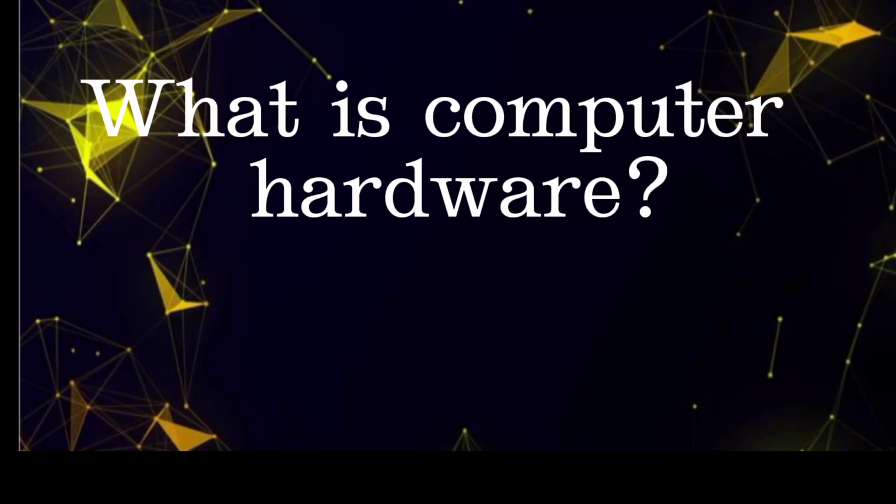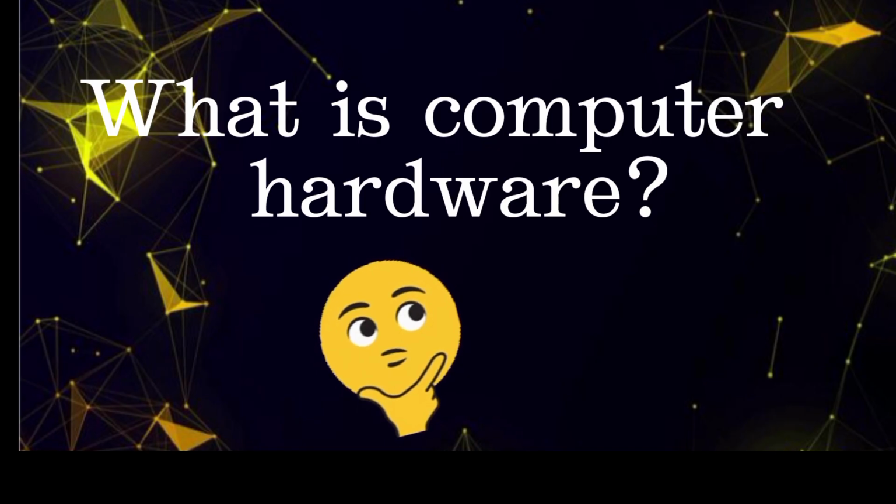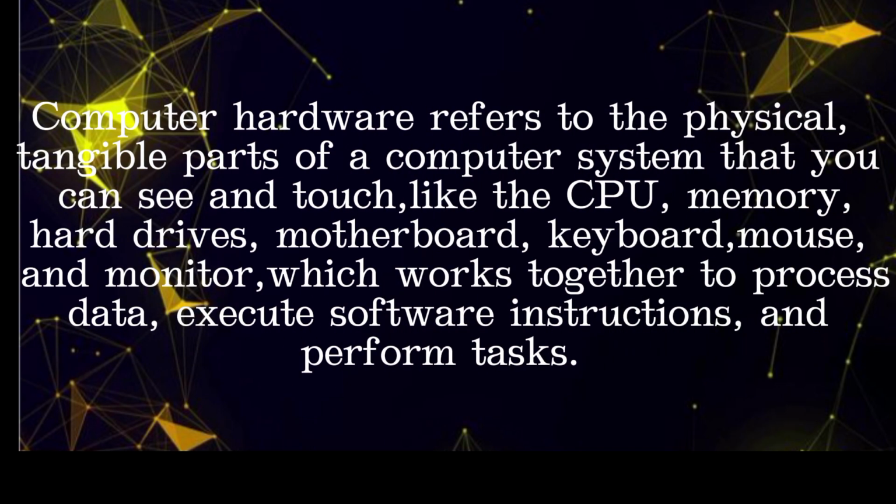I will discuss all parts of computer hardware and also share my knowledge when it comes to computers. Computer hardware refers to the physical, tangible parts of a computer system that you can see and touch, like the CPU, memory, hard drives, motherboard, keyboard, mouse, and monitor, which work together to process data, execute software instructions, and perform tasks.